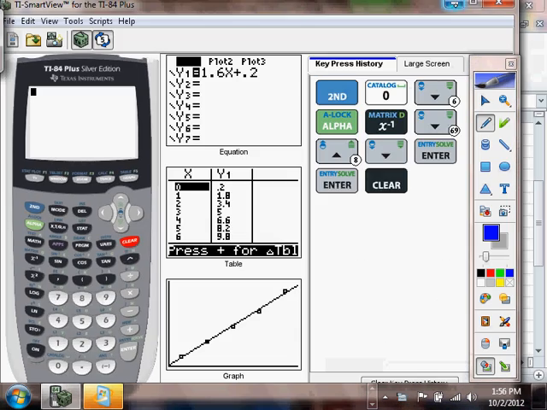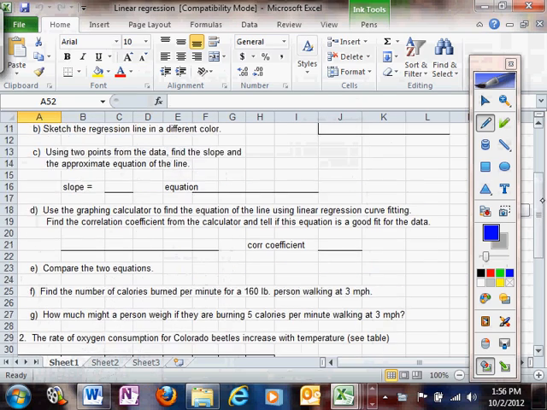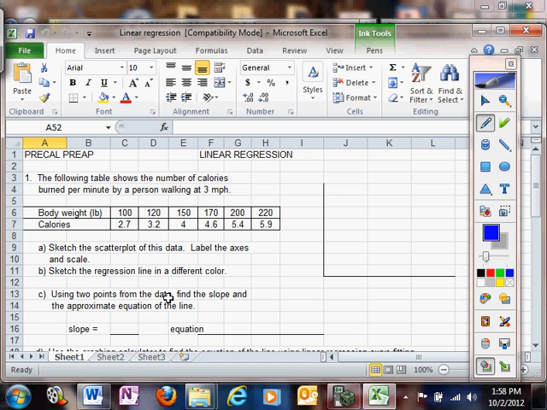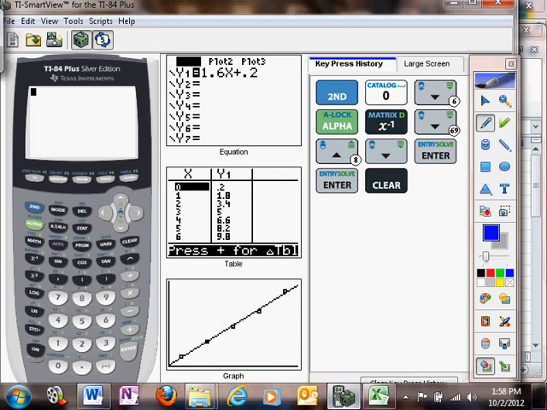So now what we have to do is put our values in. These values here, we want to put these in for our L1s. We want to put these in for our L2s. But we also have to adjust our window. As a matter of fact, that's what we need to do first. So I'm going to put these values in my calculator. And what I want to do first before I do that is go to my window and adjust it.